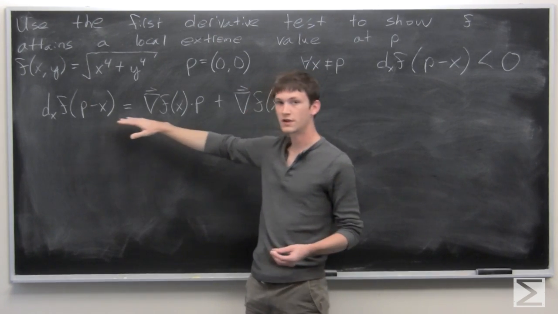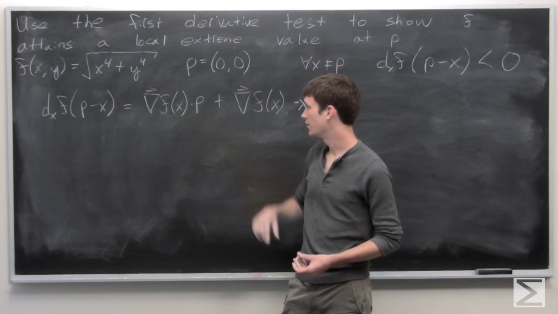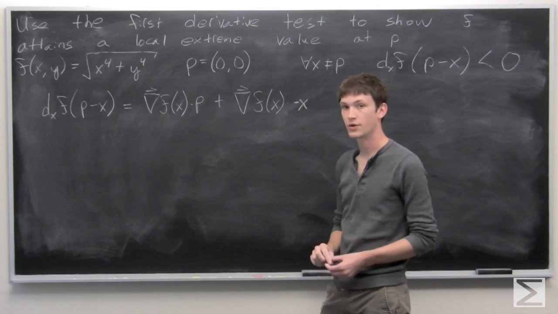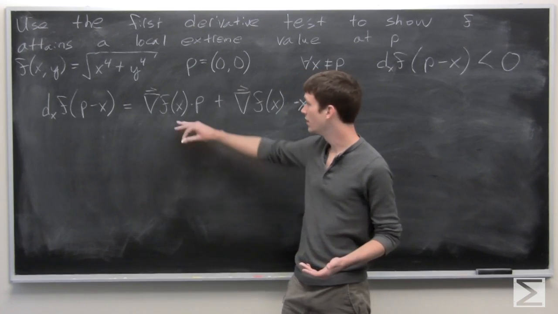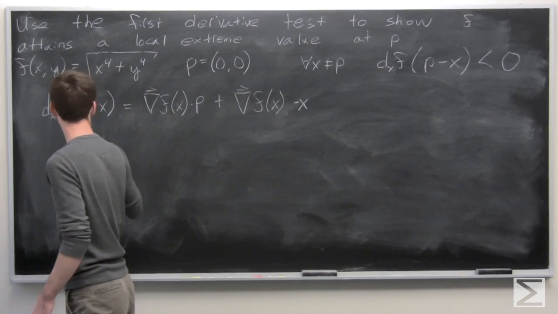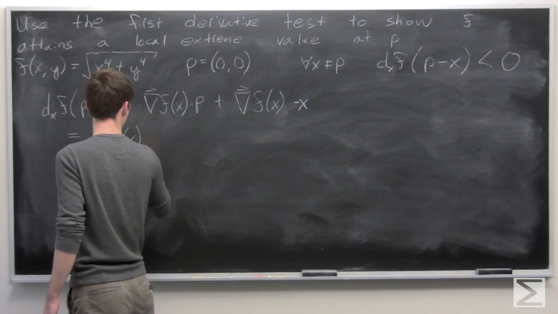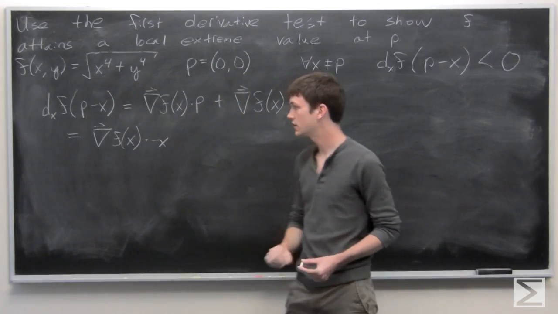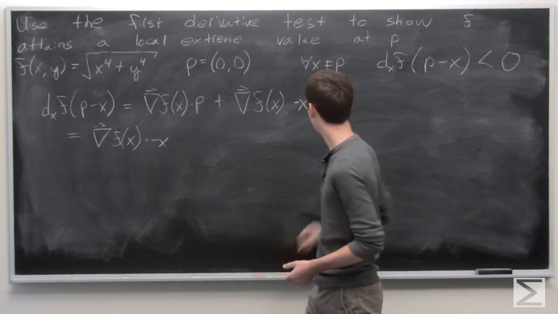So the total derivative tells us that we're going to be taking the gradient vector of f at x, dotting it with p, and then adding the gradient vector of f at x and dotting it with negative x. And so we know that p is (0, 0), so anything dotted with (0, 0) will be 0. So we're really just interested in the gradient vector of f at x dotted with negative x.